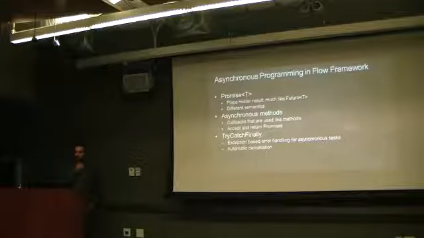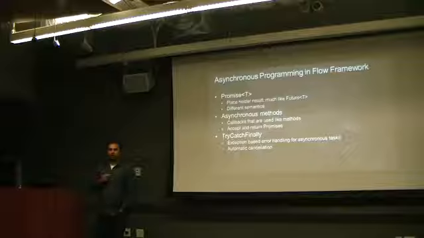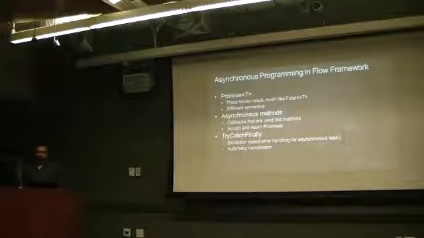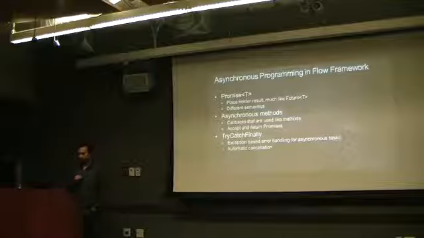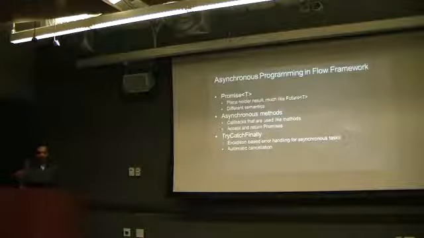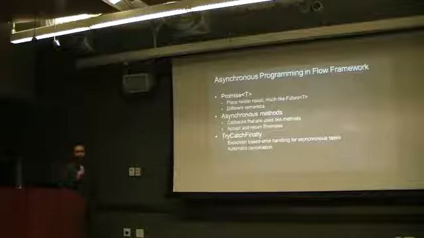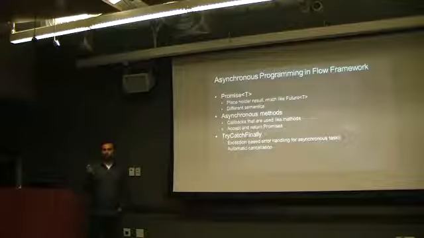So the asynchronous programming support in Flow framework provides these constructs. First, it provides this promise object, and really it's a placeholder for the future result, much like a future is, but it's semantically different, and I'll show you how it's semantically different. And then we provide the support for asynchronous methods, and the asynchronous method is really a callback, but it behaves like a method call.